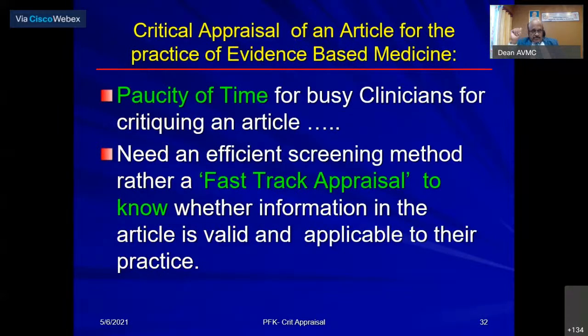Now, one or two thoughts about fast track appraisal. Now everything is fast track. Surgery is fast track, recovery is fast track, heart surgery is fast track. So all kinds of things. Why not this critical appraisal fast track?